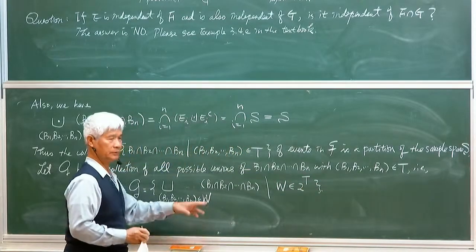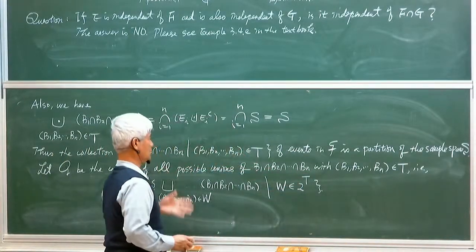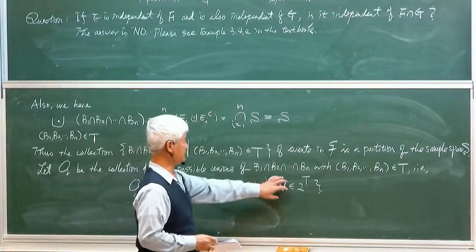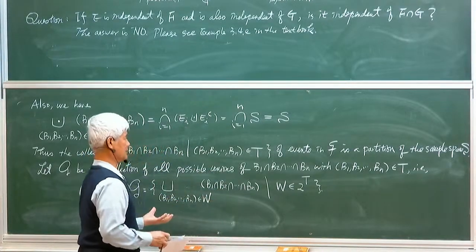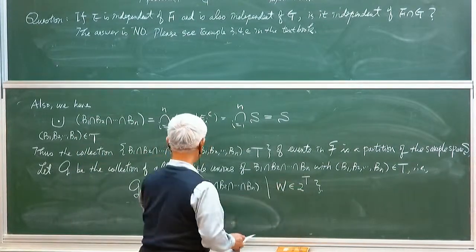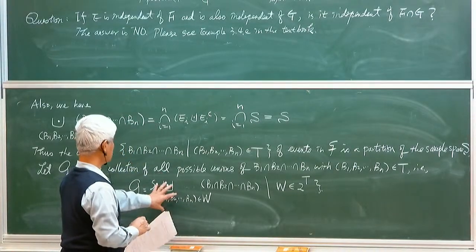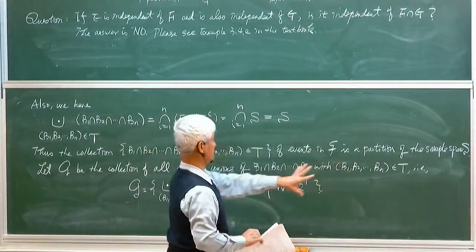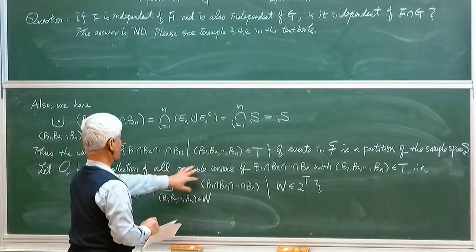All right, so W is just a subset of the set T here. For example, if W is the empty set, this is the empty union, so this member will be the empty set. And if W is equal to T itself, then of course this is the disjoint union, and it will be the sample space S. This is the biggest one. So this is all possible unions here.